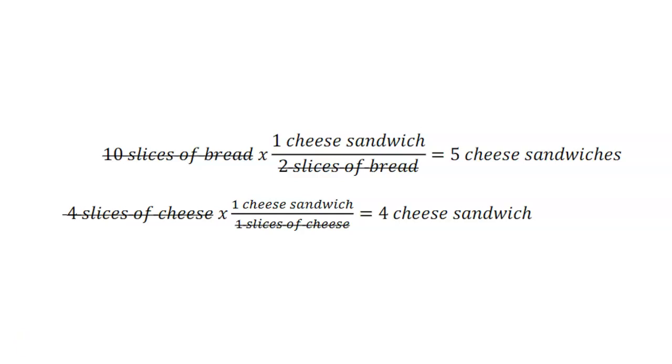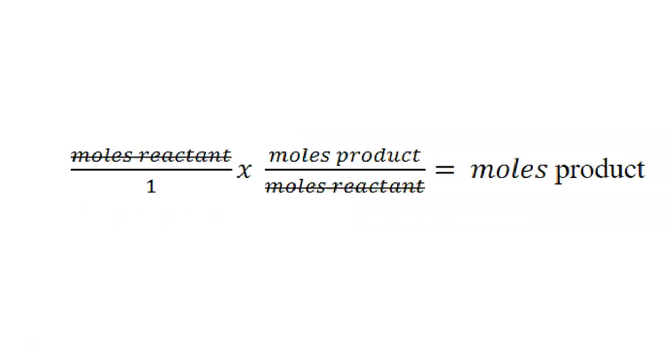If you have 10 slices of bread and 4 slices of cheese, how many cheese sandwiches can be produced? In other words, what is the product? So in this case, what is the limiting factor of making cheese sandwiches? The coefficients in the balanced chemical equation are in units of moles and not slices. I know you guys know that, but I feel like I need to say it. So if you have 10 slices of bread and 4 slices of cheese, how many cheese sandwiches can be produced?